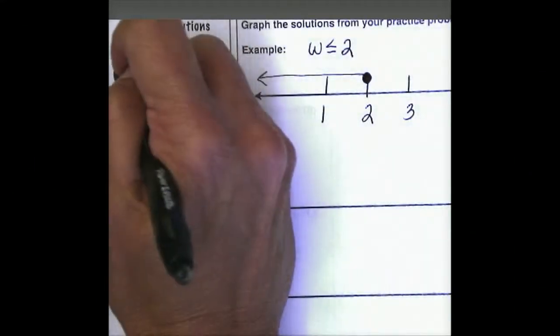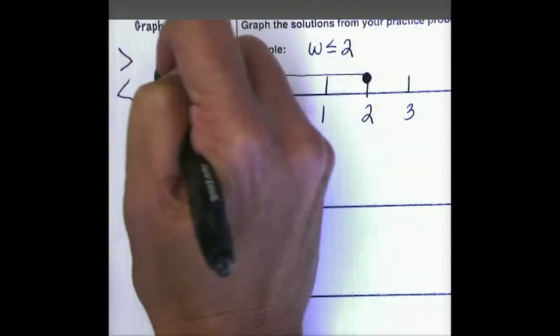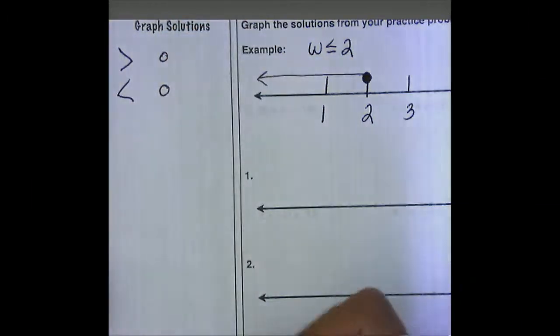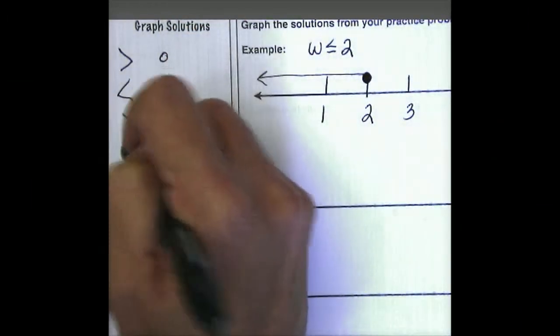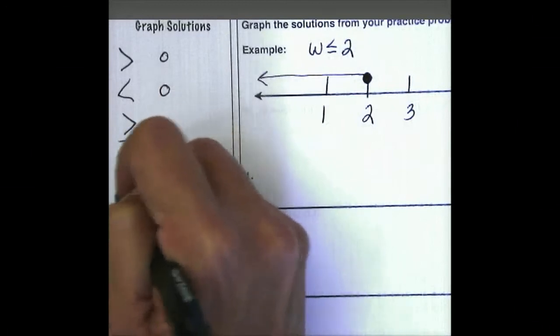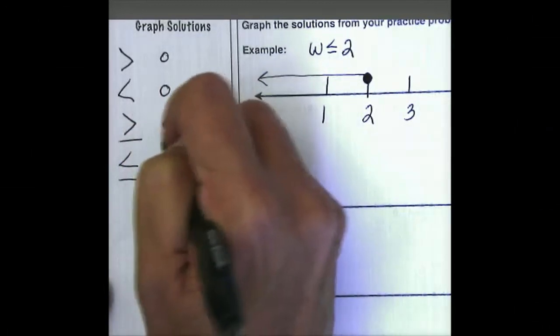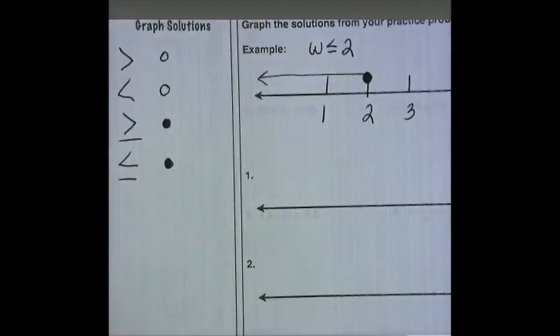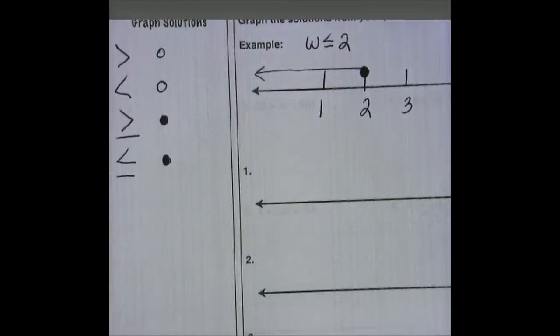Over here on the side, let's just remind ourselves that if it's greater than or less than, you're going to have an open circle on your graph. If it's greater than or equal to, less than or equal to, you're going to have a closed circle on your graph. So just as a reminder, you might want to write those down to remind yourself to do that. Go ahead and finish those 4 problems, and then you can bring those to class tomorrow to get credit, and we'll go through them together.